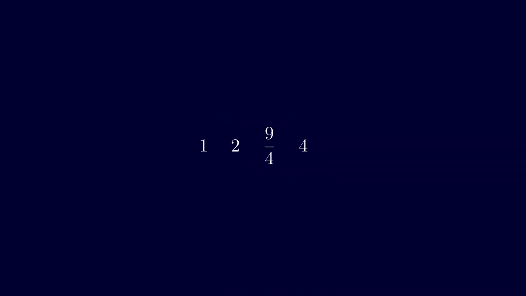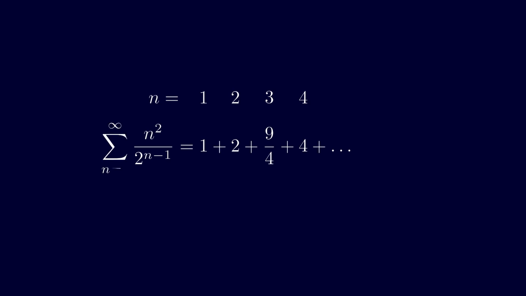A sequence can have a lot of terms, even an infinite number, but we usually write it compactly using a variable. For instance, this sequence can be written like this because when I plug in n equals 1, I get the first term, n equals 2 gives me the second term, and so forth. If we add the terms of a sequence together, we get a series. This can also go into infinity, and is usually written with the Greek letter sigma.